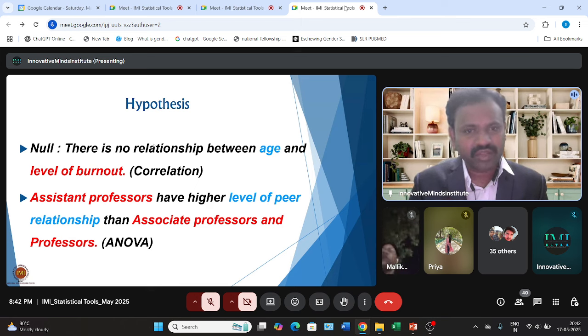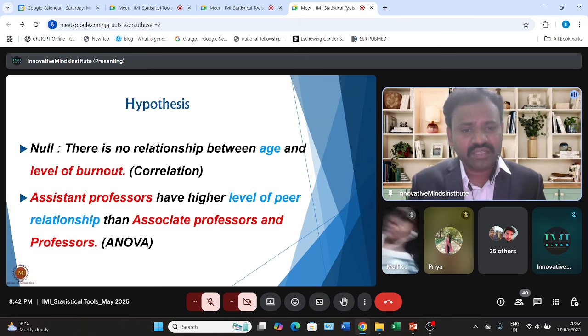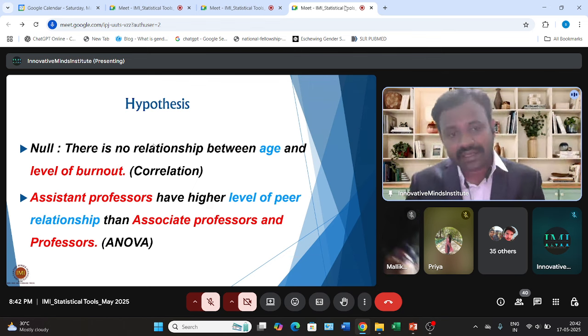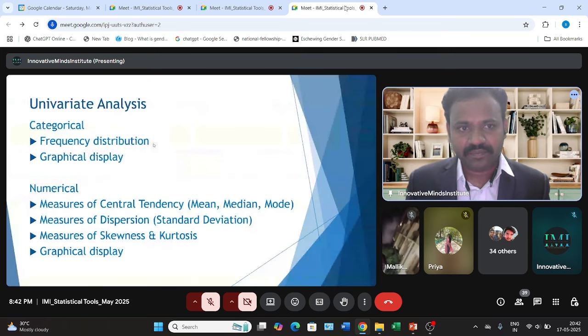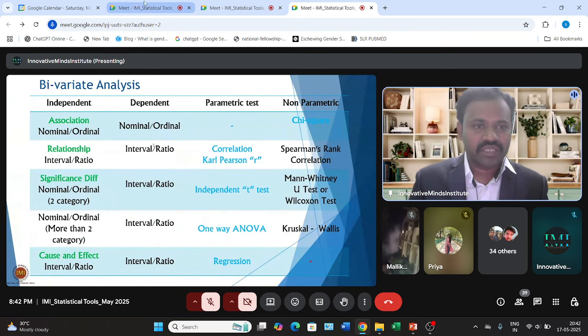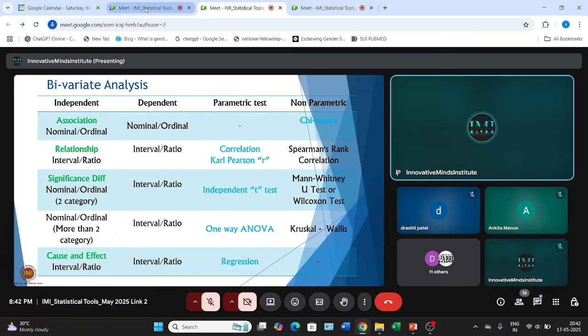If it is a number, you should write the word, there is no relationship. If both are in category, you can say that no association. There is no association between gender and the level of burnout, if level of burnout is in the category, okay. So that is the thing. Now come to the point. So association over, relationship over. Now come to the point.